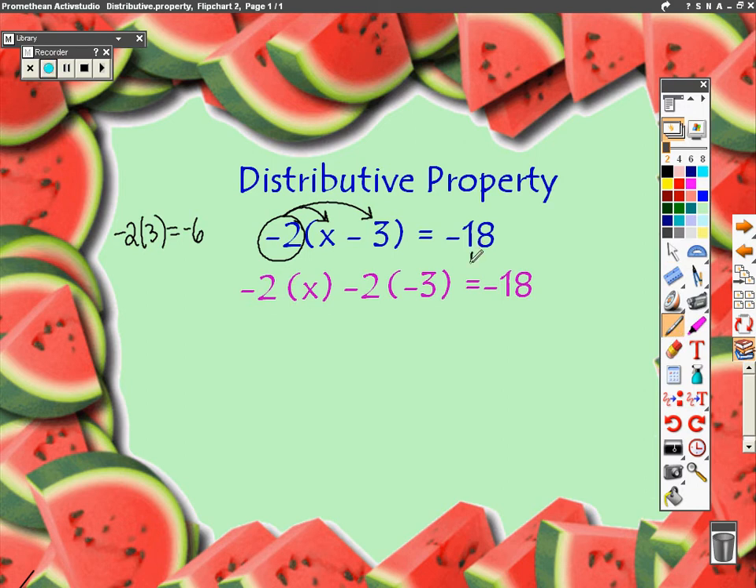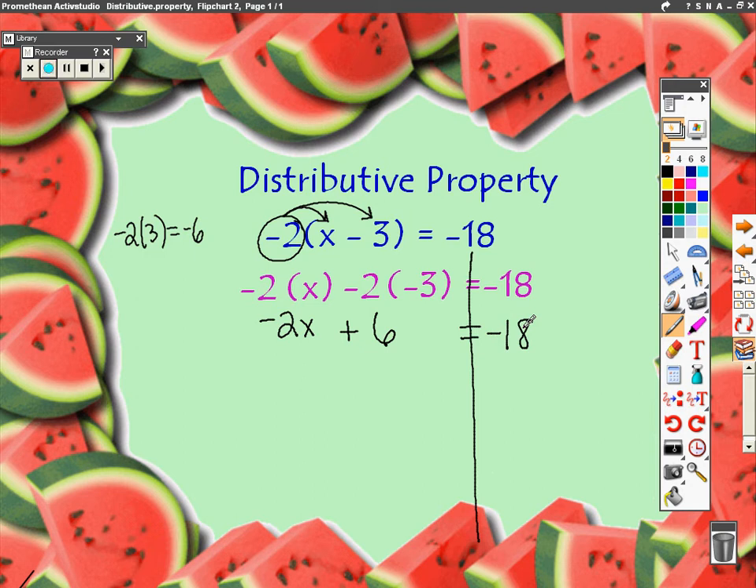From here, I'm going to draw my line down the middle so I can make my two sides, and then I'm going to start simplifying. So I have -2 times x, which is going to give me -2x. I have a -2 times a -3, and we're going to make that a +6, is equal to a -18. And from here, we're just going back to a two-step equation.